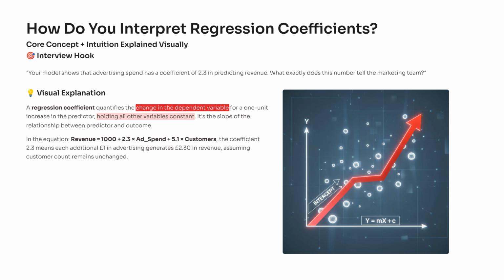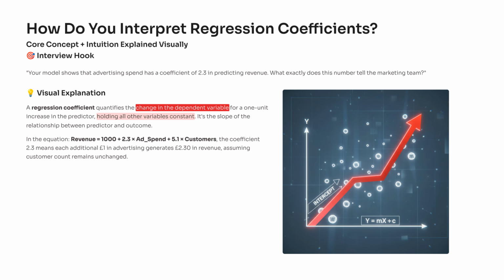Think of a regression coefficient as a sensitivity meter. It tells you how much your outcome changes when one input variable changes, while holding everything else constant. So in our example, a coefficient of 2.3 for ad spend means that for every extra pound spent on advertising, your revenue increases by £2.30, assuming customer count stays the same.